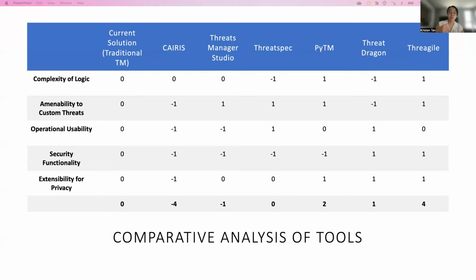One of these was complexity of logic. A privacy threat doesn't always take the same shape as a traditional security threat. Security threats often manifest themselves as a hacker committing an act on a system, right? So there's a person doing something to a machine. Privacy threats don't always look like that.